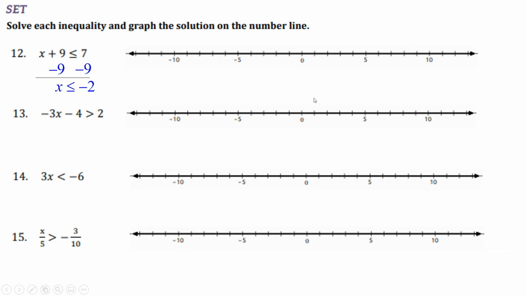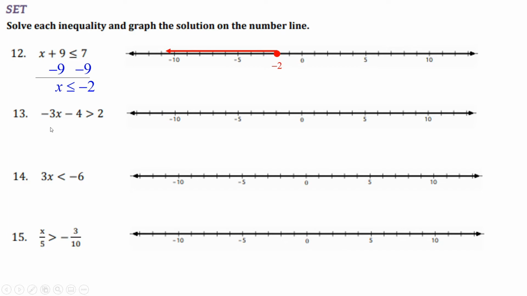So I go over to my number line and 0, let me see, negative 1, that would be right there. I'm going to put a negative 2 right there. Now what kind of dot? Do you see the equal sign? That has to be a solid dot. And then I read my inequality from the variable. X is less than or equal to negative 2. That would be everything to the left, including the negative 2, the solid dot.